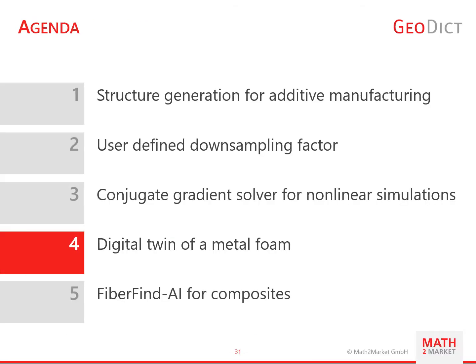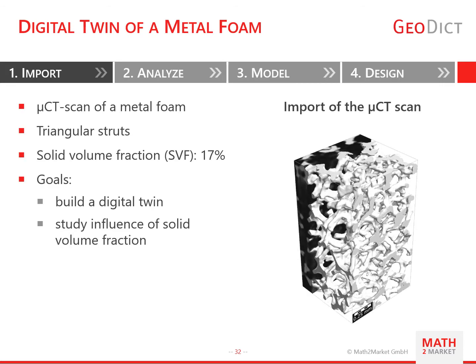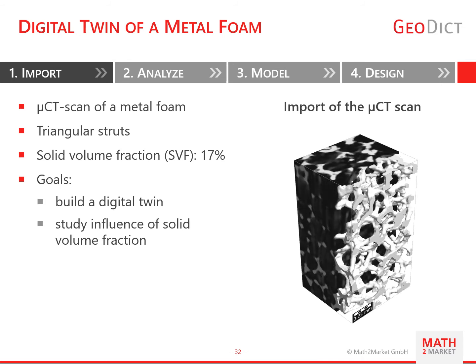From complex simulations, we now move to complex modeling. I will show you how to make a digital twin of a metal foam. As basis, we used a micro-CT scan of a metallic foam. The foam has a solid volume fraction of 17% and triangular struts.